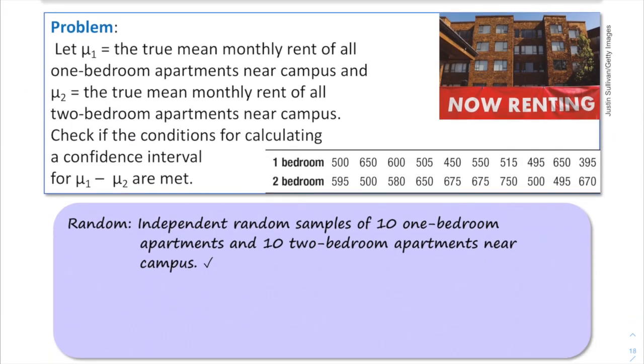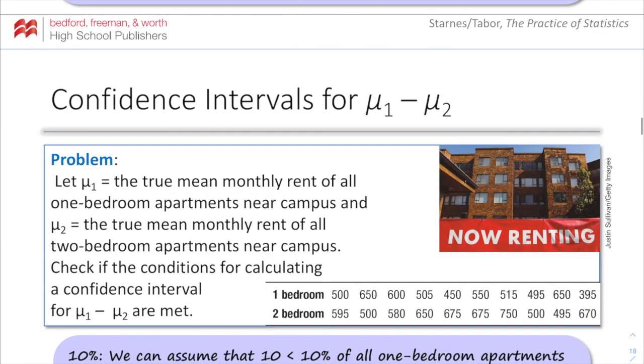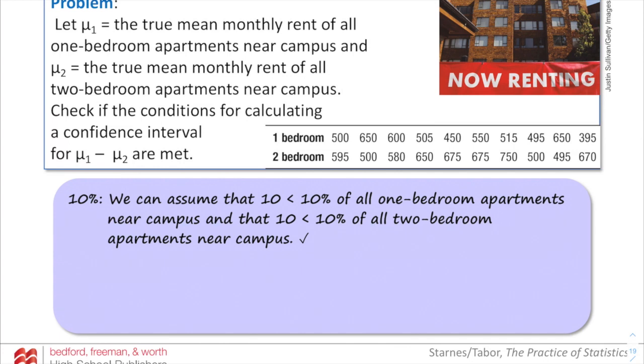So, random: they are independent samples of 10 one-bedroom apartments and 10 two-bedroom apartments. 10%: we pretty much assume that 10 one-bedroom apartments and 10 two-bedroom apartments is definitely less than 10% of all the apartments that are available, one and two bedroom.